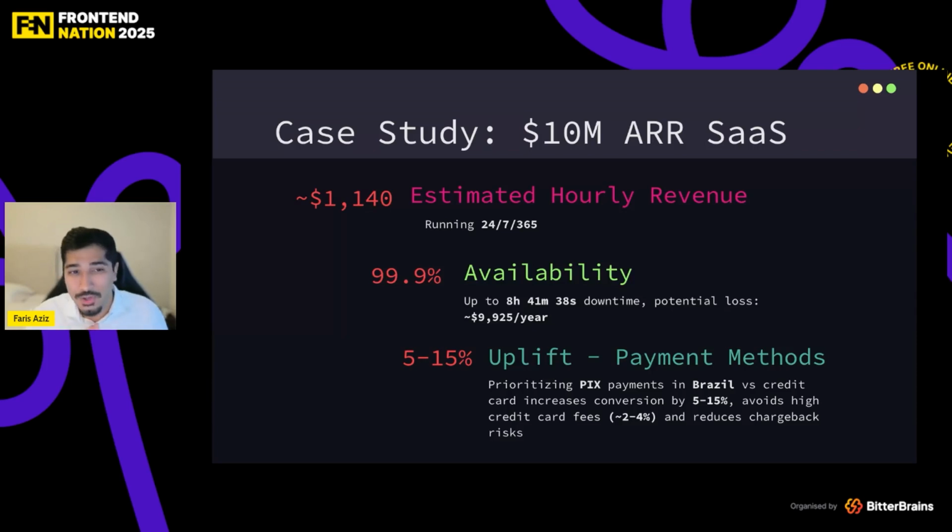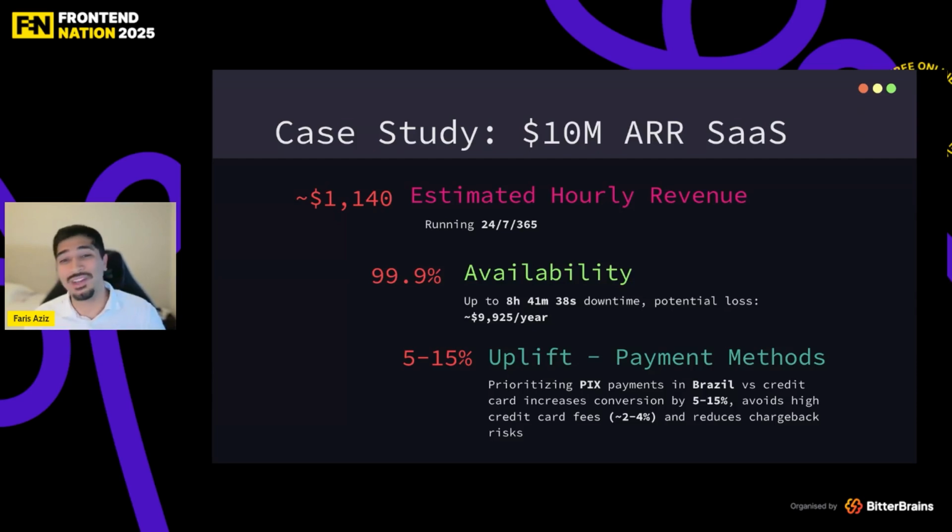That makes an incredible difference in terms of your bottom line. But there's also another advantage, which is the uplift with payment methods. Prioritizing the right payment method, like Pix payments in Brazil versus credit card, actually increases your conversion rate by 5 to 15%. And on top of that, reduces the high credit card fees of 2 to 4%.